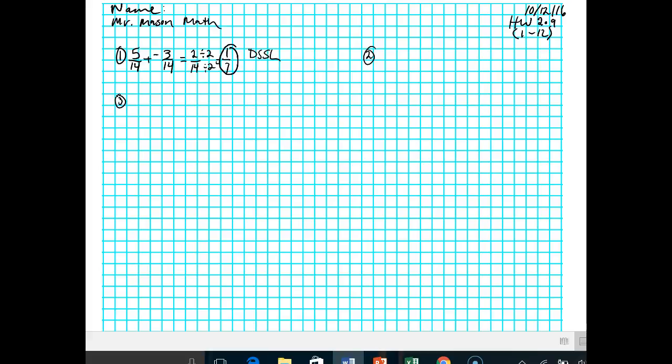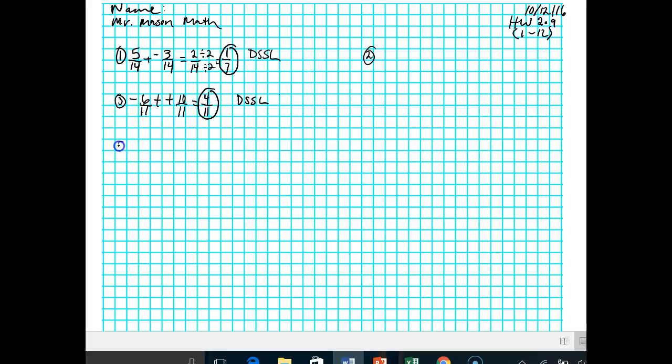So number 3, I have negative 6/11 minus negative 10/11. So keep, change, that becomes negative 6/11 plus 10/11. Again, that's a DSSL problem, so really I want to do 10 minus 6, which is 4/11, and that can't be simplified, so that is my answer. Let me know, I understand this, it was a DSSL problem, that's how I got 4/11. Positive because I had more positives.